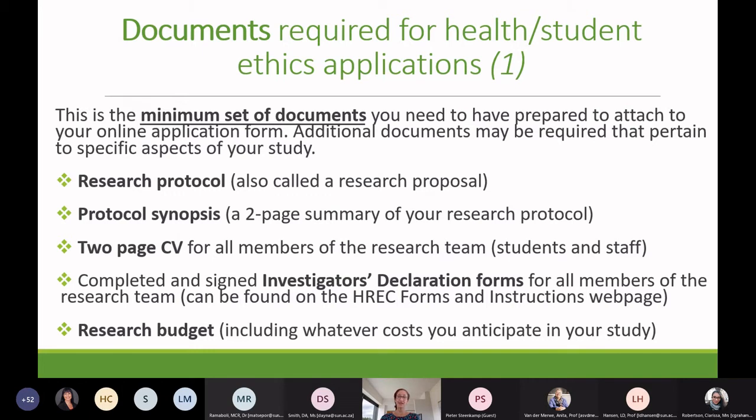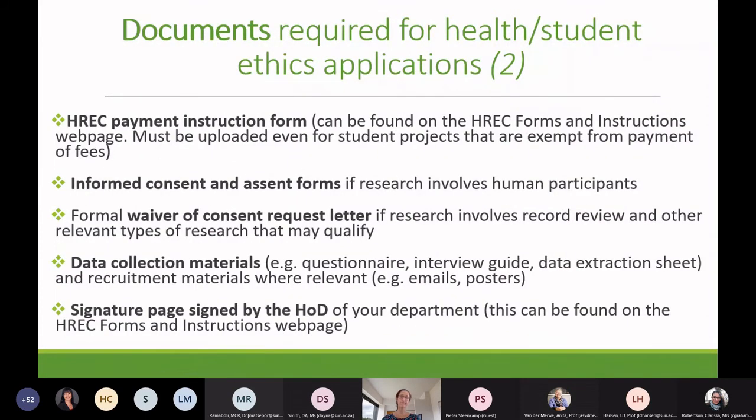So this is just to give you an idea, the minimum set of documents that most health research ethics applications are going to need. Depending on the kind of study, you may need more than this. So there's a research protocol, that's the biggest, most important document, also called a research proposal. Then a protocol synopsis, which is a summary of that. You need to submit CVs for whoever is working on the study. Investigators' declaration forms, which you can download from the website. There's an actual form that you will need to complete, and you need to submit a budget for your research.